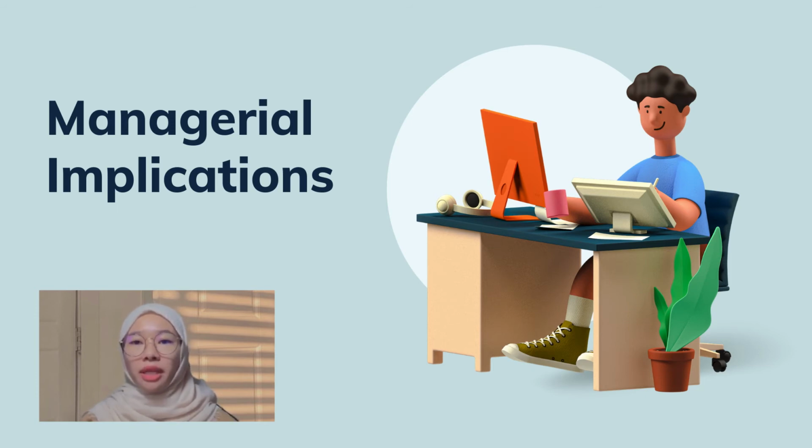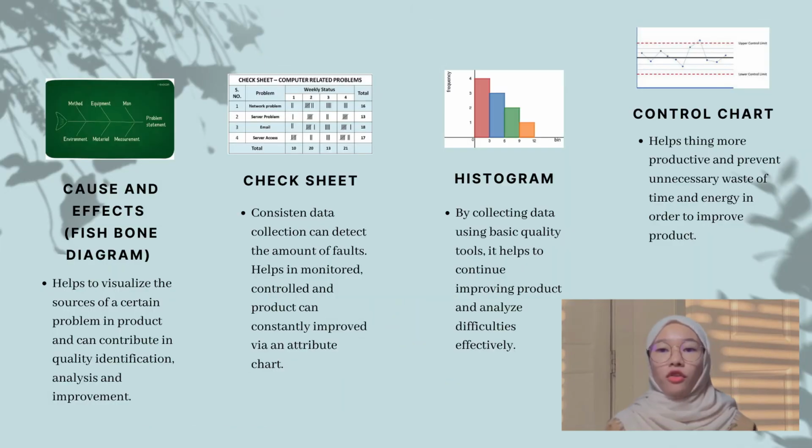The managerial implication for this topic is using 4 out of 6 Ishikawa basic quality tools for product improvement. Firstly, cause and effect or fishbone diagram. This tool helps to visualize the various sources of a certain problem in order to pinpoint the underlying cause and can contribute to quality identification, analysis, and product improvement.